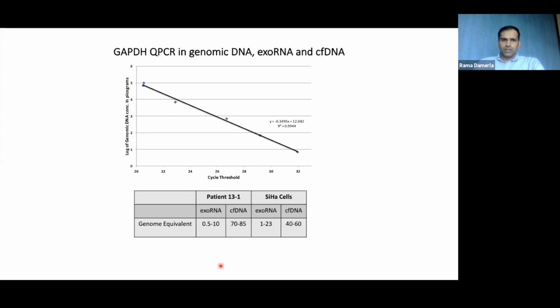So first we took one patient sample, and we also took these cell lines called CaSki cells. We took these cells because this is a cell line where every cell has 1 or 2 copies of HPV integrated into the human genome. So we took these cells and we did a qPCR analysis to see whether we are able to detect exosomal RNA and cell-free DNA. If you look at it, the yield of exosomal RNA is much lower compared to cell-free DNA in this.